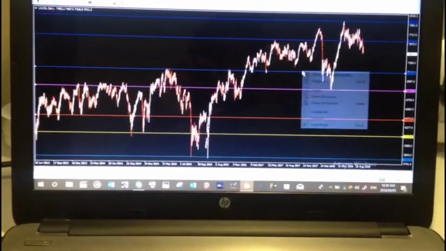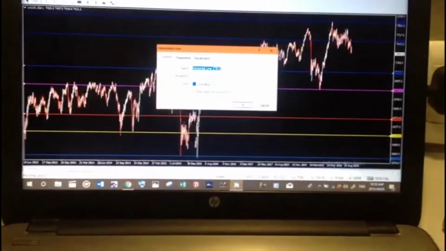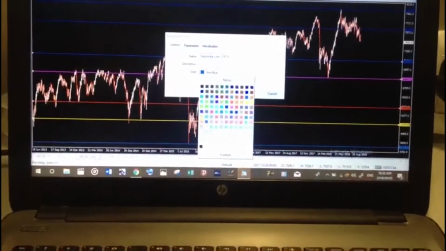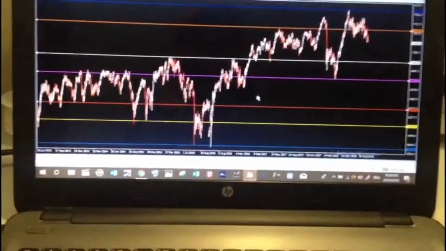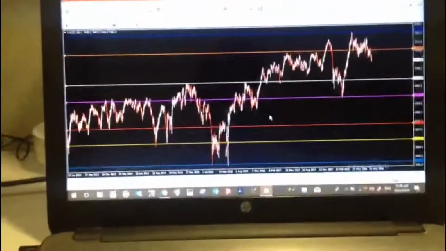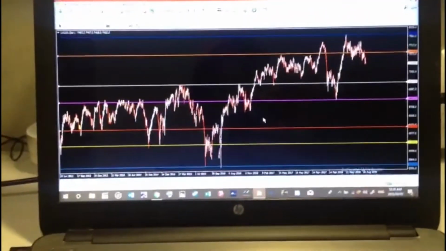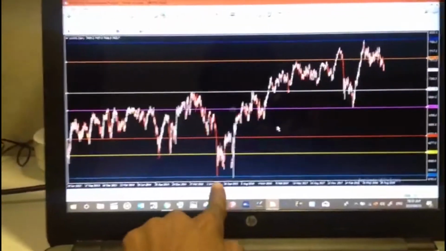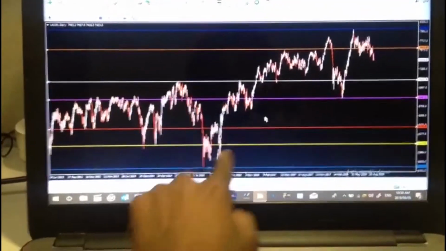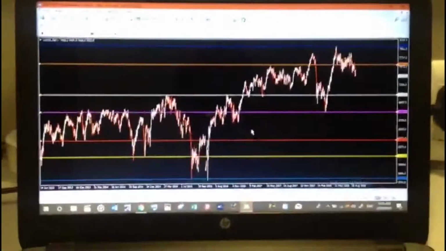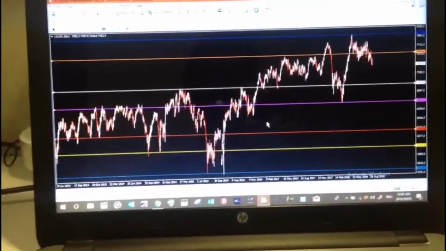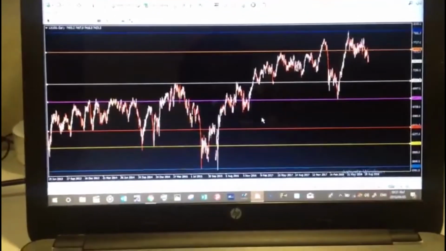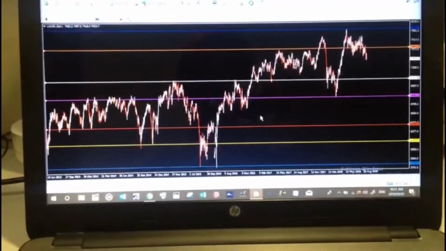To make your lines different colors, on your PC just double click on the line and right click. You're going to see horizontal line properties, and then you just click on your properties. So there we go guys, I've changed all my different colors. As you guys can see, the steel blue lines, this one right here, that's my floor and that's my roof. Now as you guys can see, all my lines I've inserted touch price at least 2 times. In other words, all my lines are good support or resistance lines.